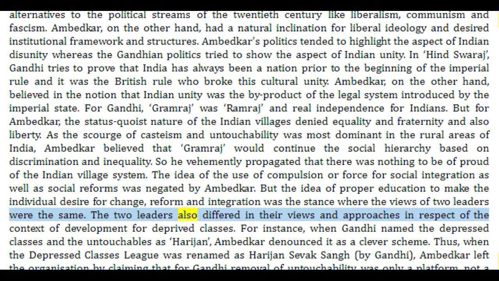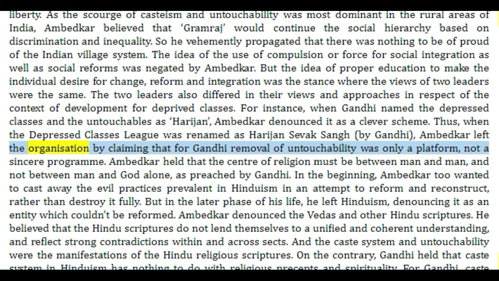The two leaders also differed in their views and approaches in respect of the context of development for deprived classes. For instance, when Gandhi named the depressed classes and the untouchables as Harijan, Ambedkar denounced it as a clever scheme. Thus, when the Depressed Classes League was renamed as Harijan Sevak Sangh by Gandhi, Ambedkar left the organization by claiming that for Gandhi, removal of untouchability was only a platform, not a sincere program.